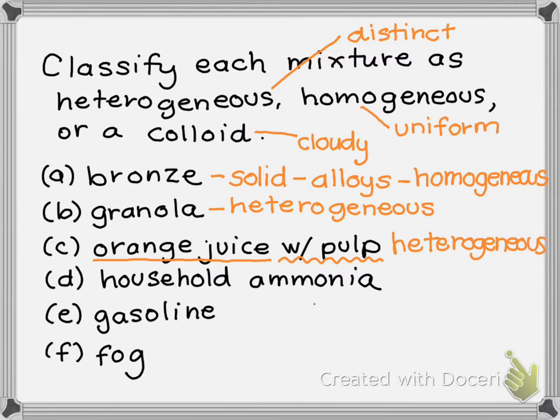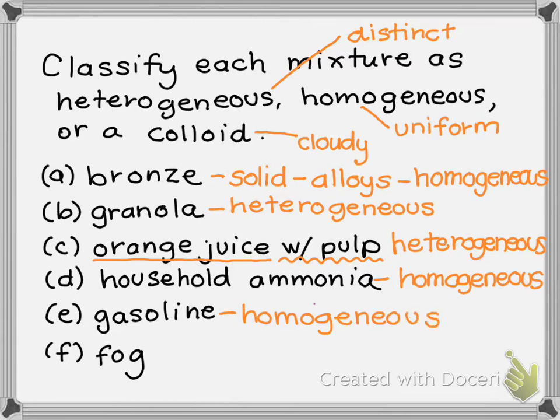Household ammonia, and this is actually an answer that could be almost any other cleaning supplies. Household ammonia has water and ammonia in it, but it just looks like only one substance, so it would be considered homogeneous. Most of the cleaning supplies you find in the store would be considered homogeneous mixtures because they're uniform throughout. Gasoline is also a mixture. It would be homogeneous. We don't want our gasoline separating into different parts. And then fog, which is the classic colloid.